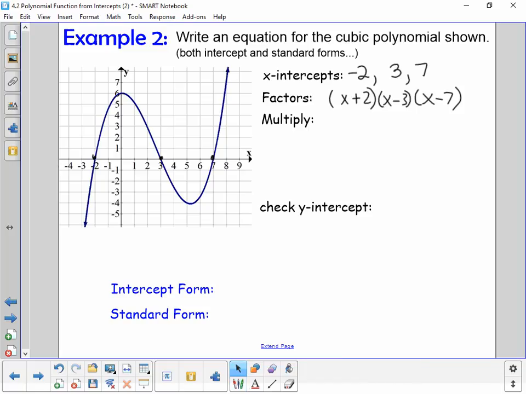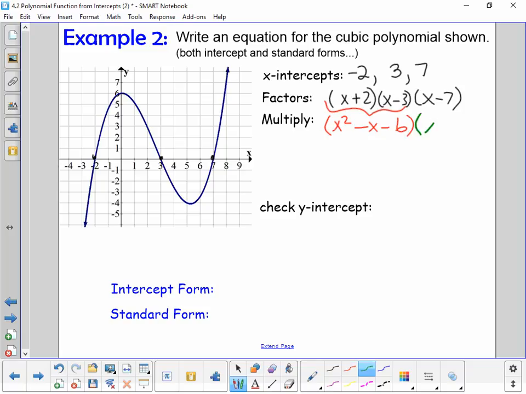So we're going to multiply maybe these first two together to get x squared minus x minus 6. Again, I just FOILed it. If you need to write out all the steps of FOILing it, you should do that. But you can probably get to the point where you can do most of those in your head. And then we need to multiply that by the x minus 7.